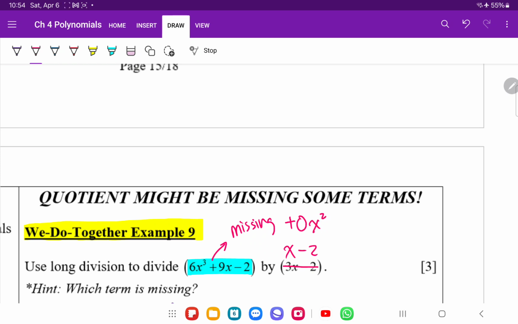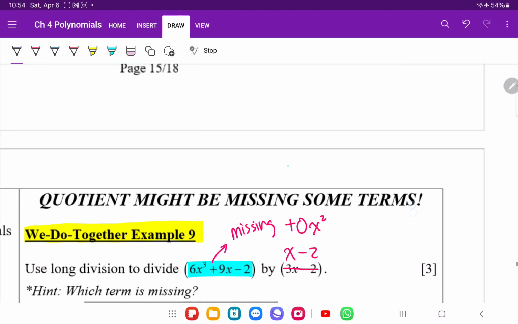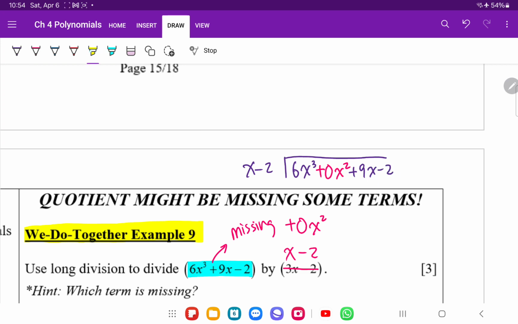You have to put that into the dividend. For the calculation step, you must do a long division. Divisor is x minus 2, and the dividend, you have to write 6x power 3 followed by a plus 0x squared, and then plus 9x subtract 2. It is important to write down the plus 0x squared, because if you don't do that, you will encounter problems with the long division. Okay, so with that, can you do this by yourself and check answer in a while? Pause the video now and resume when you're ready to check.